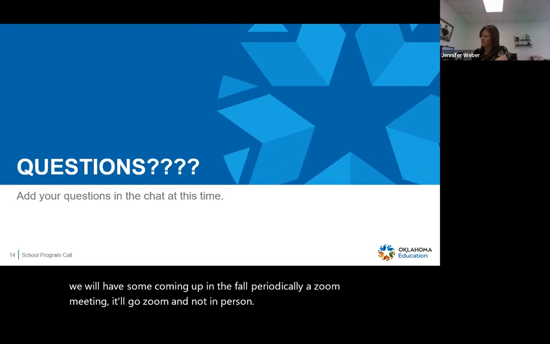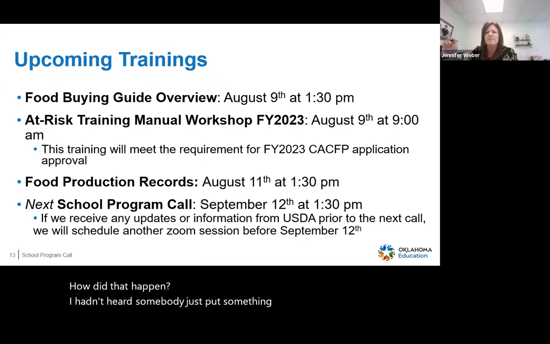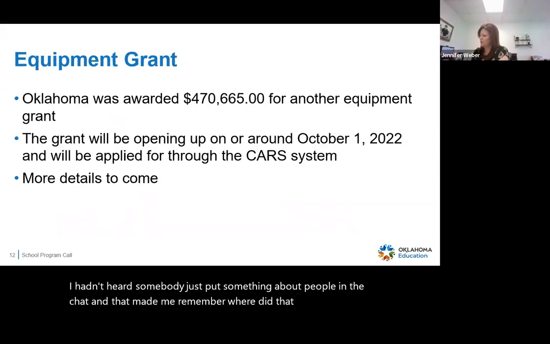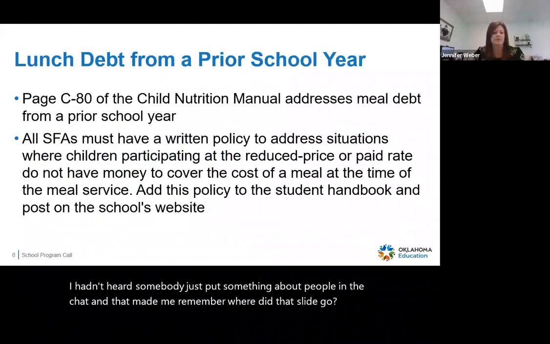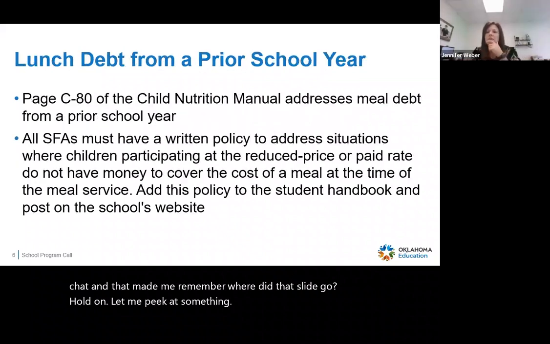Kendra, I think somehow we missed a slide, but I'm looking back at what I printed and I don't see it in here. How did that happen? I had somebody just put something about PLE in the chat, and that made me remember. Where did that slide go? That's weird. Hold on, let me peek at something. No. Okay, let me go back to that.